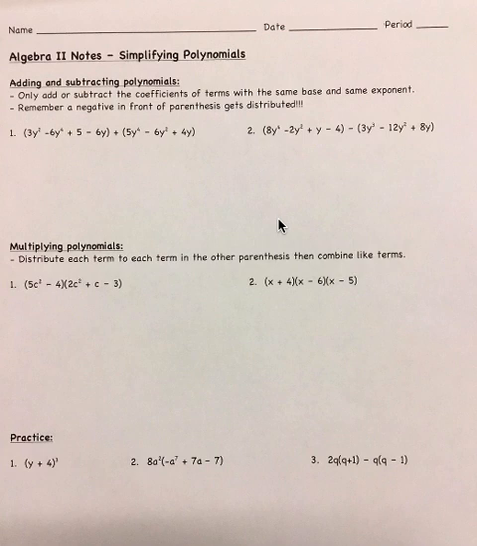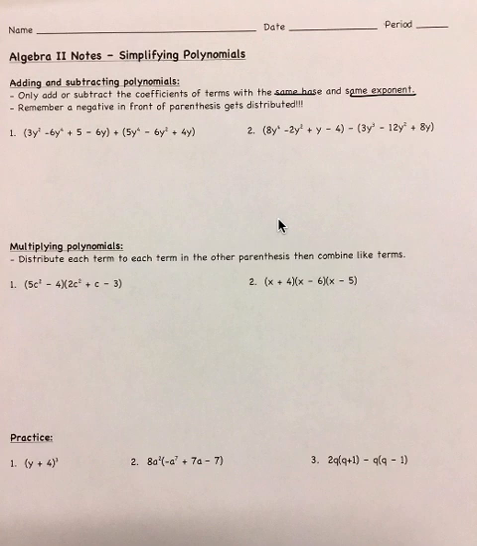About simplifying polynomials. If you look at adding and subtracting polynomials, we only add and subtract the coefficients of the terms that have the same base and same exponent. Otherwise you can't do it. Remember, a negative in front gets distributed to everything else.